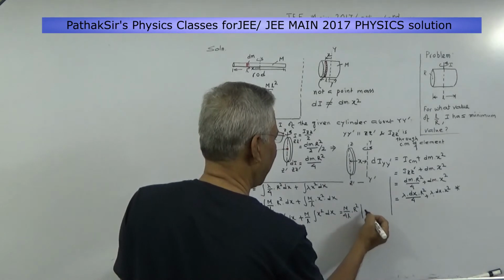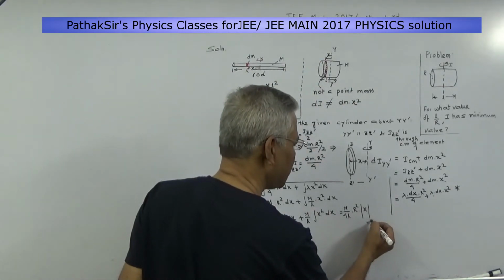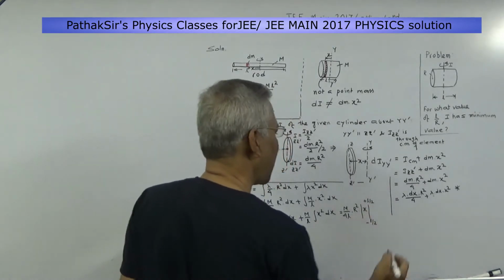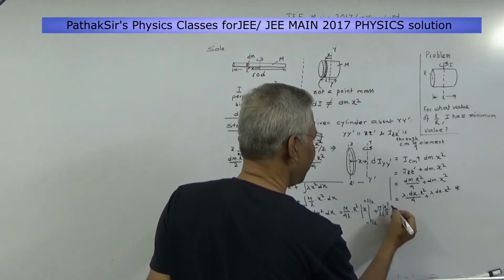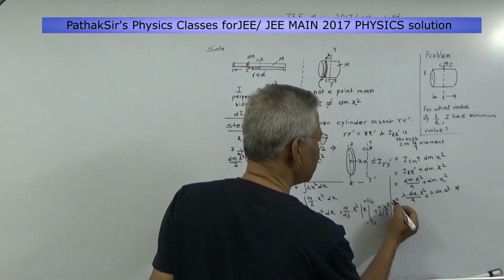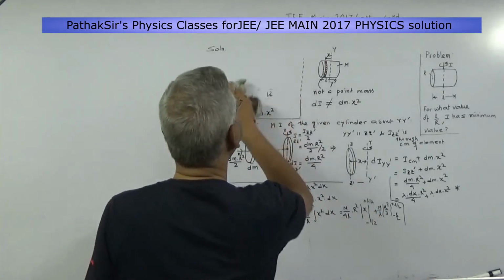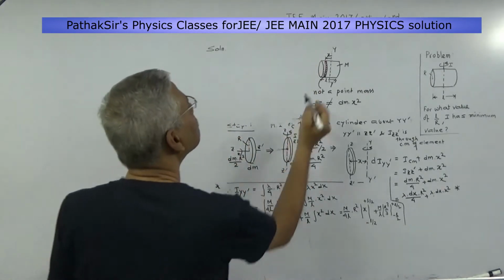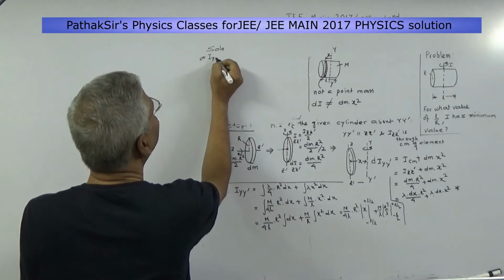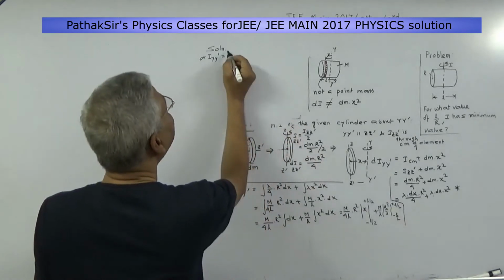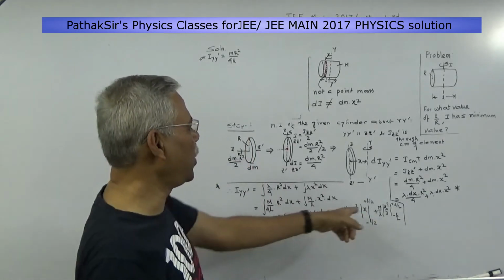into r square into x, x is from minus l by 2 to plus l by 2, limit, plus m by l, x cube by 3 from minus l by 2 to plus l by 2, equal to, or I_YY dash equal to m r square by 4L into L square, see x now.